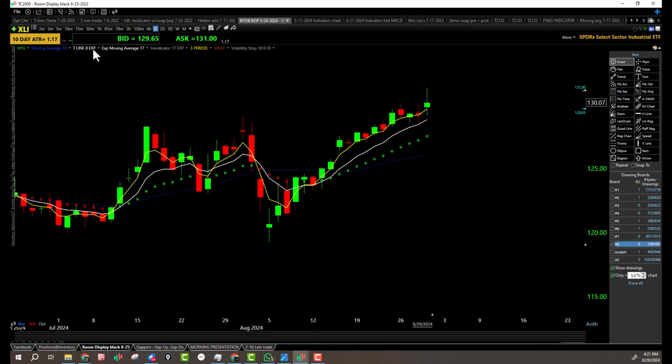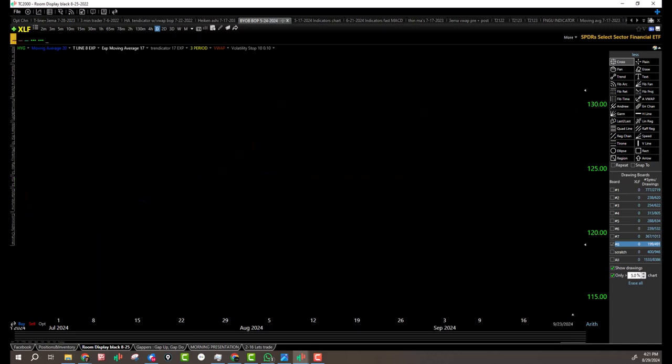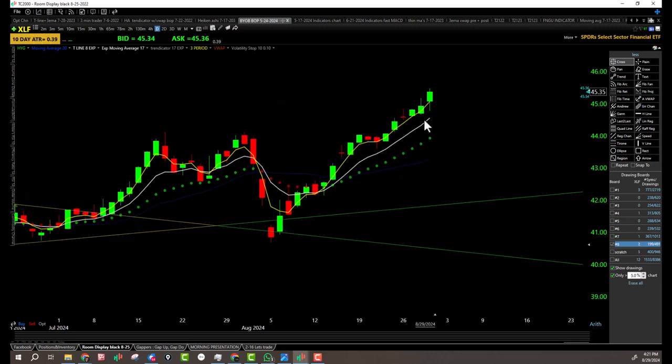So here's XLI. New all-time highs for XLI. Let's take a look at XLF, which happened to make new all-time highs yesterday. Oh, looky, here we are again, making new all-time highs over the bullish trap, over the rising 17 EMA. So we got XLI making new all-time highs. We got XLF, that's our financials, making new all-time highs.